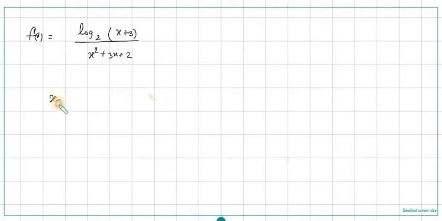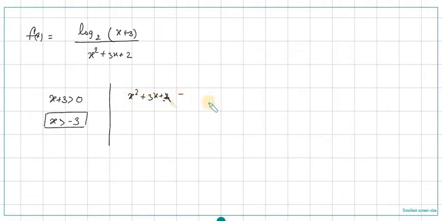So x plus 3 should be greater than 0, correct? Therefore, x is greater than minus 3. And for this entire function to be defined, that is, in rational form, the denominator shouldn't be 0. So we also write that x squared plus 3x plus 2 is not equal to 0.